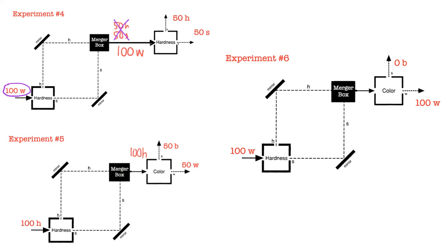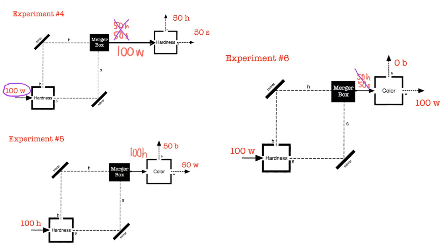Now in experiment 6, again, you may be tempted to say that if a white electron enters this interferometer, there's a 50-50 chance of taking each path. So we would expect to see at the output 50 hard and 50 soft electrons. But if that were the case, then each one of the 50 hards has a 50-50 probability of exiting blue or white, and the same is true for the softs. And so you would expect 50 blue and 50 white. But we don't see that. We see 0 blue and 100 white.